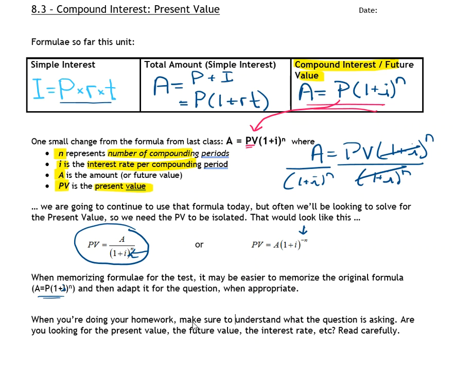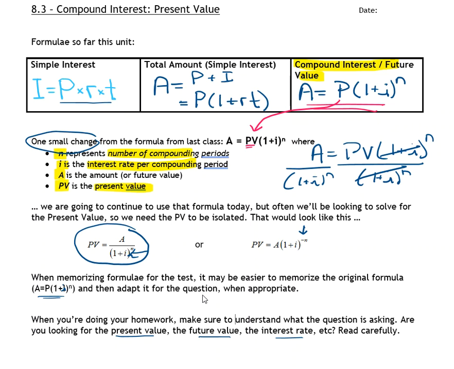When you're doing your homework, make sure to understand what the question is asking. Are you looking for the present value, the future value, or the interest rate? So just read carefully to make sure that you are following the instructions in the question, whatever it is that they're asking for. And that's the only thing I'm going to talk about in this video, because that's the only real new change here, right? It's just one small change, and that is to use a PV instead of a P, and to isolate the formula if you need to. But that's all there is to this.